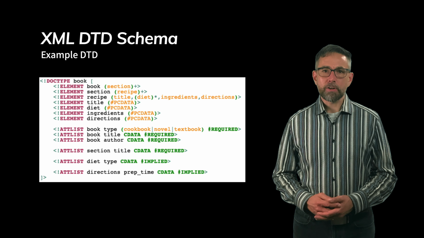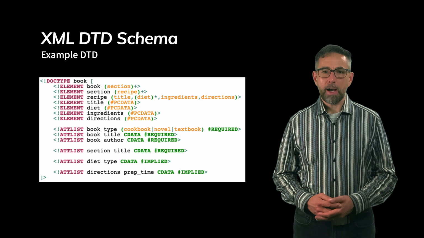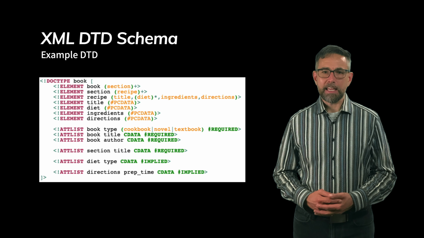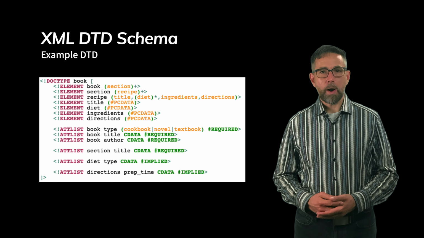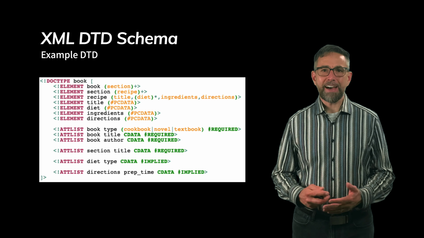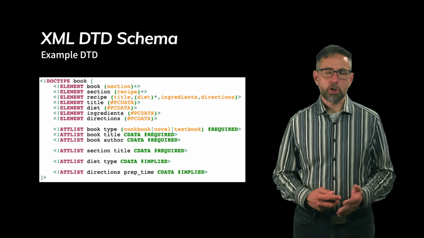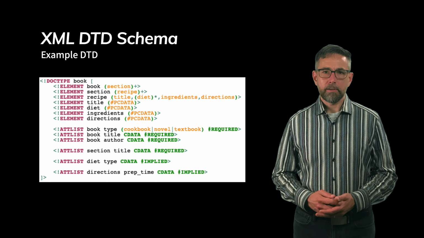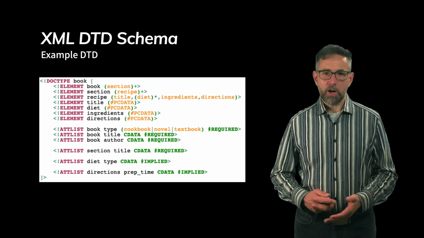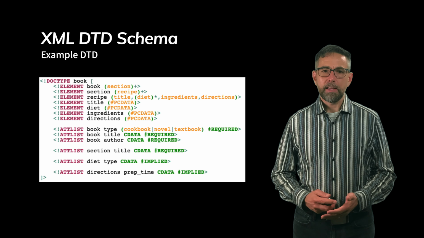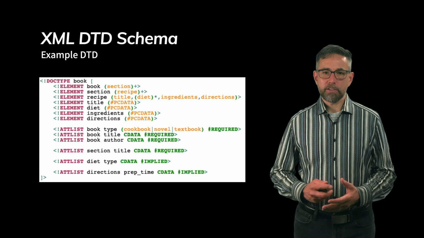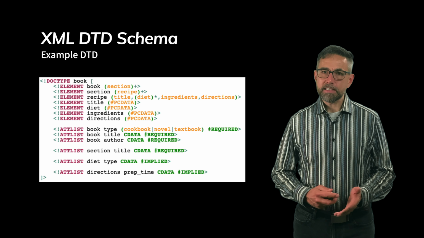In the second case, I'm describing a different attribute, title. A book may have a title attribute as well. The title value can be any kind of data. That's what the CDATA here means. But it is required. So it's free. The value, the data can be anything you want instead of just cookbook, novel, and textbook. But you have to have it. Likewise, a book has to have an author. It can be any data you want, but it is also required. Section has to have a title. It can be any data you want, but it is required. Diet has a different option.